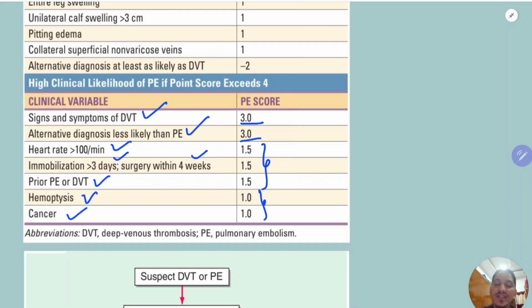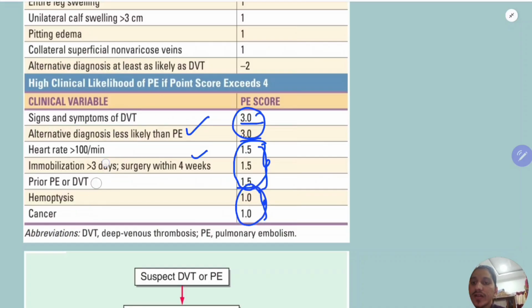So that is the Wells score for pulmonary embolism. 3 points is signs and symptoms of deep venous thrombosis. Alternate diagnosis less likely than pulmonary embolism also has 3 points. 1.5 points is heart rate more than 100 per minute, immobility for more than 3 days, and surgery less than 4 weeks. Prior history of pulmonary embolism or deep venous thrombosis also has 1.5 points. Hemoptysis 1 point and cancer 1 point. So you can group it like this: these are 3, these are 2, and these are 2.